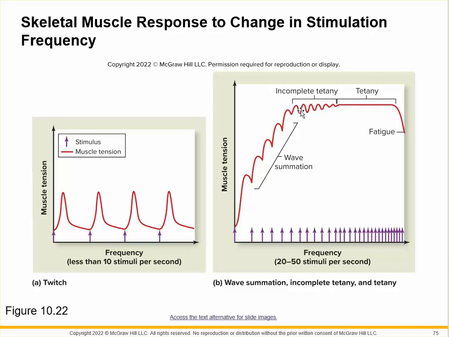We call this the incomplete tetany, that it goes back and forth. But as the frequency goes up, we hit this point where the next stimulus happens during the previous twitch's period of contraction. And so it just flattens out at the max. And then it drops off with fatigue. We call this wave summation.